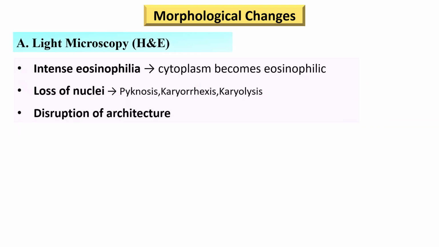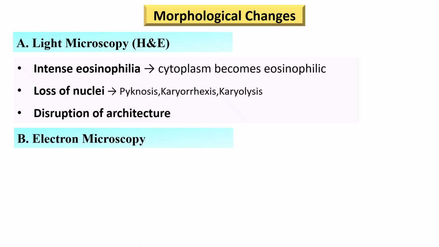Coming to the morphological changes of irreversible cell injury. Under the light microscope, there is intense eosinophilia. The cytoplasm becomes intensely eosinophilic because of lack or destruction of the RNA content in the cytoplasm, and there is loss of nuclei. I told you the nuclear changes, you should remember in this order: pycnosis, karyorrhexis and karyolysis. Pycnosis is the condensation of the chromatin, karyorrhexis is the fragmentation of the nucleus, and karyolysis is the complete dissolution of the nucleus, and there is disruption of the architecture of the cell.